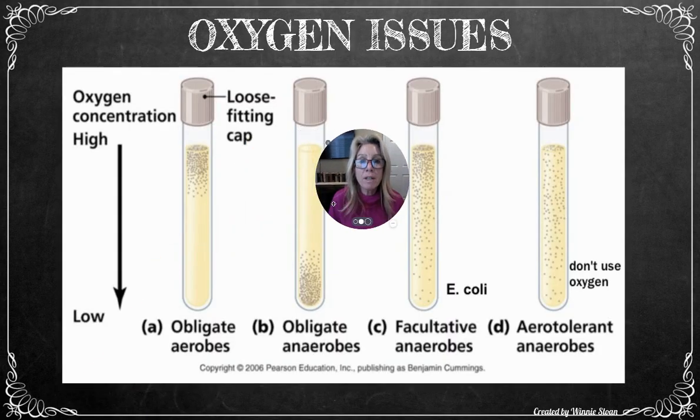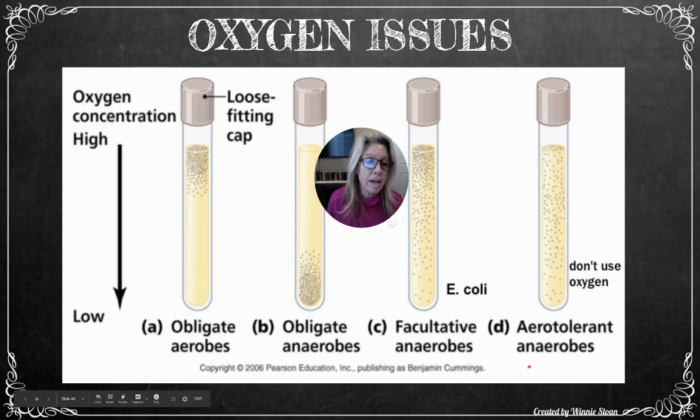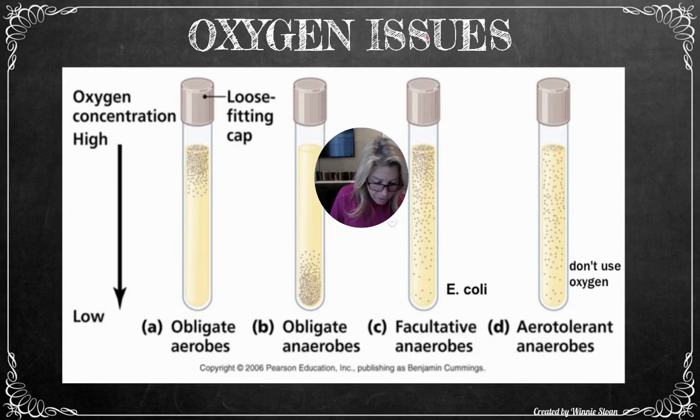Okay, now how they relate to oxygen issues. So I gave you most of this, so I think I'm just going to review it with you. So obligate aerobes means it needs to have oxygen in order to survive. So you can see it's the only bacteria surviving up here where there is air. Obligate anaerobes, they only survive if there is no oxygen. Facultative anaerobes, either or, doesn't really matter so much for them, and an example would be E. coli. And then aerotolerant anaerobes, they don't use oxygen, so oxygen is not an issue ever.